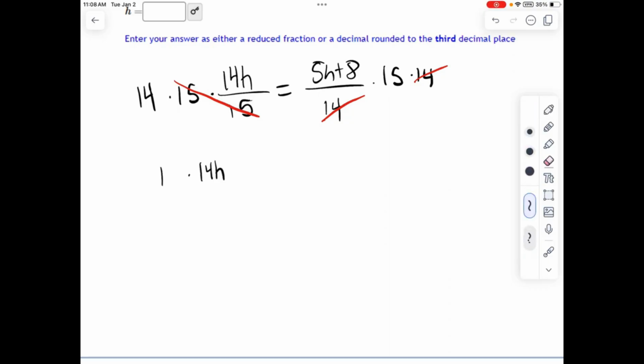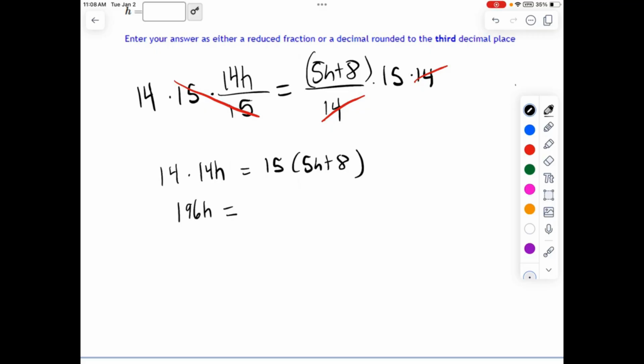Alright, and then on the right side, we're left with the 15 and the 5h plus 8 being multiplied together. Okay, don't forget those parentheses, they are there, right? You can't multiply a single term to doubles without them. Okay, and then from there, it's just solve for h. So then you would do your 14 times 14, which is going to give you 196h equals, and then distribute on the other side. So we have the 15 times 5, which is 75h. And then the 15 times 8, which will give us 120.